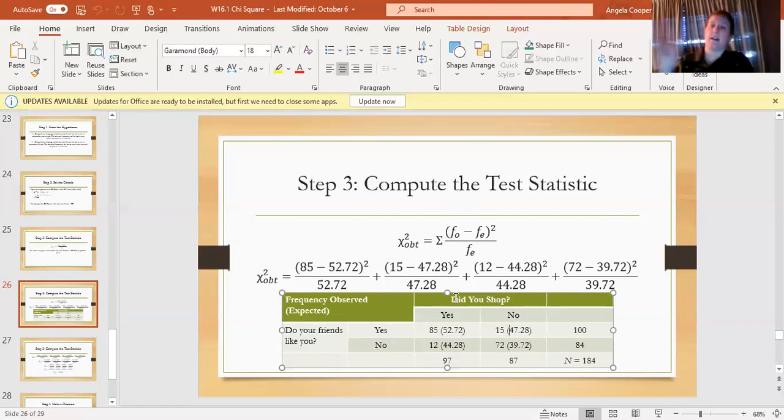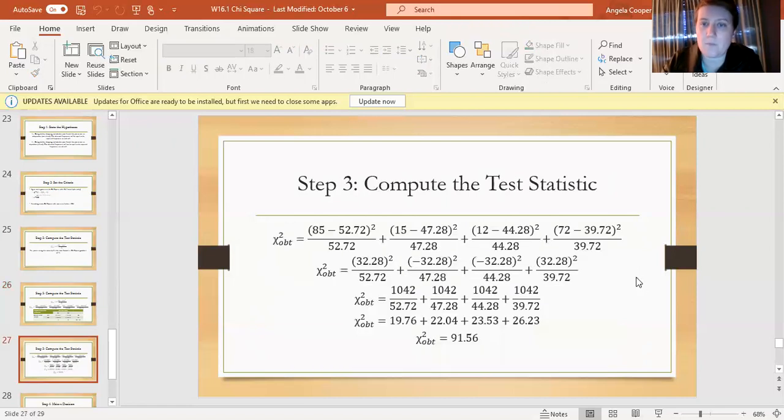So now we have to do it for each of our cells in our table. So we have 12 for yes, did you shop? No, my friends don't like me. So 12 minus 44.28, that expected frequency, squared, divided by the expected frequency of 44.28, plus, and then lastly, 72 minus 39.72 squared, divided by 39.72.